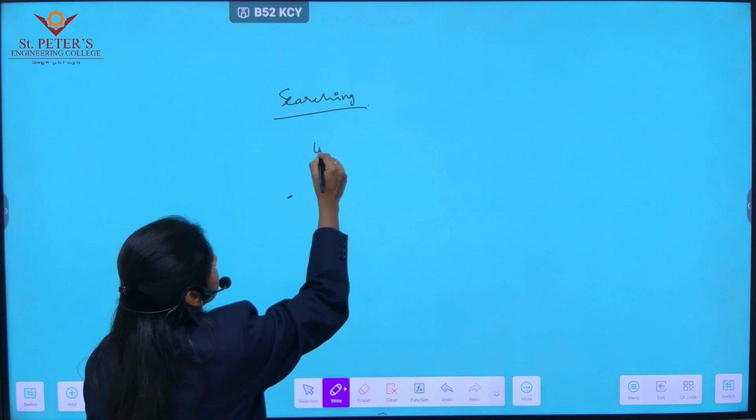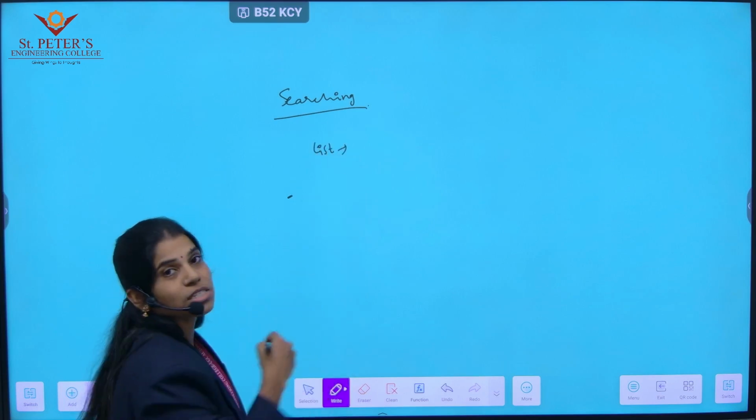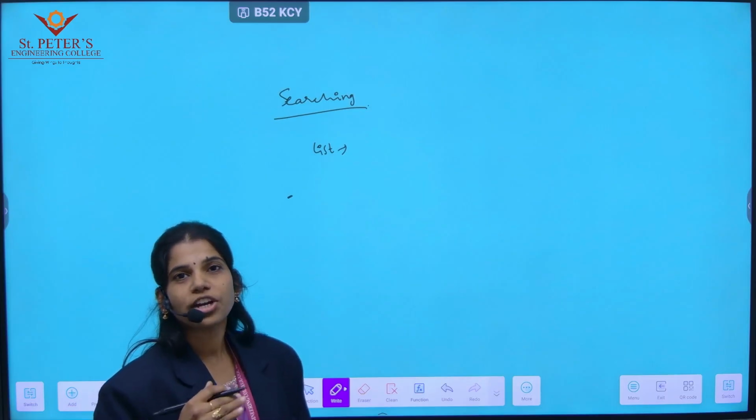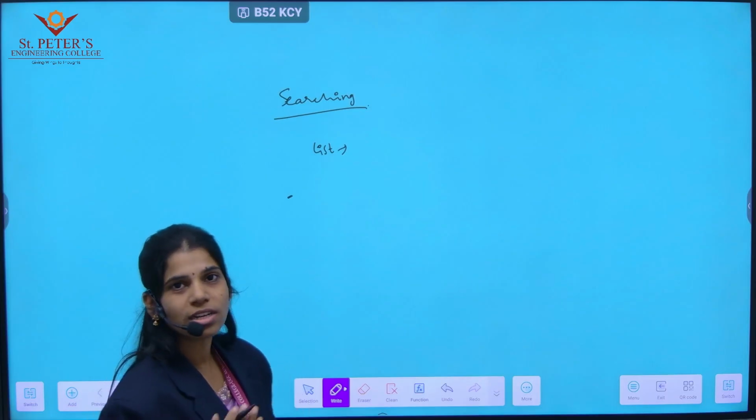List means a collection of elements which are stored in continuous memory locations. That is called a list.